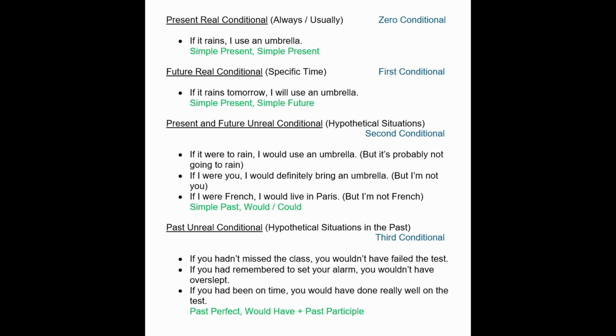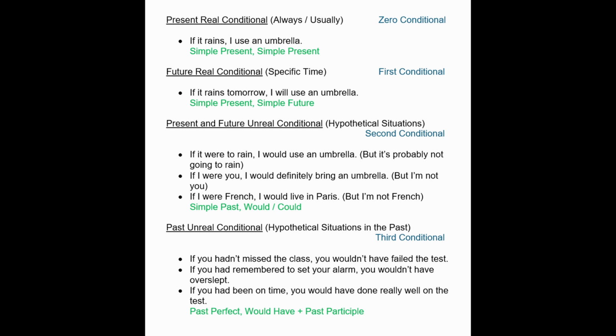So if you're going to focus on a conditional to study, I would focus on number two, the future real conditional. That's used for a specific time. And according to statistics, that is actually the most high frequency, most popular conditional. So again, focus on that, future real conditional. And then the next one is the present and future unreal conditional. That is the second most common, most popular conditional used, at least in American English.